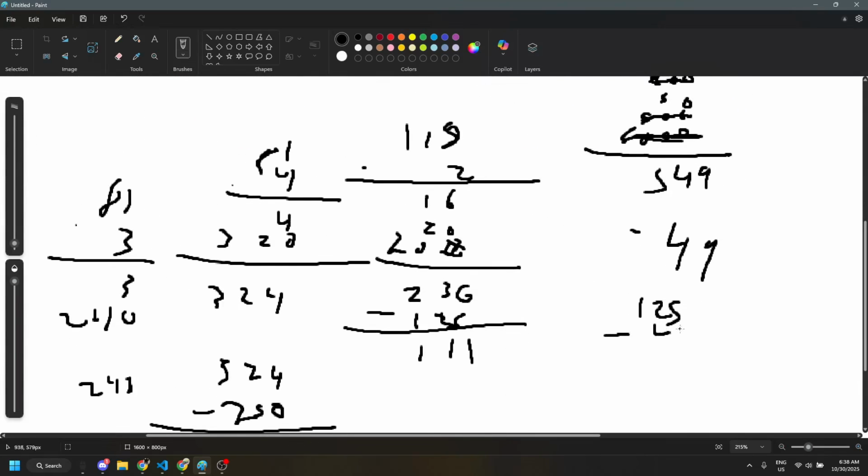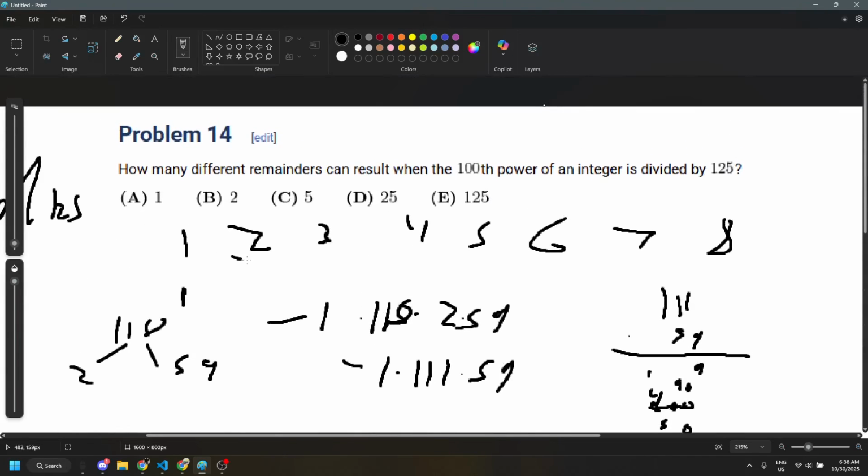125 minus 49 gives us 76. So there's at least 2.